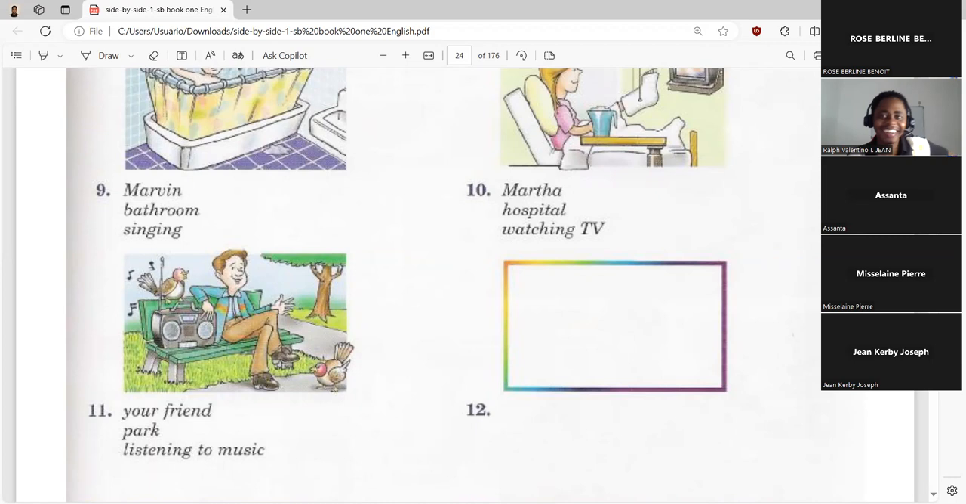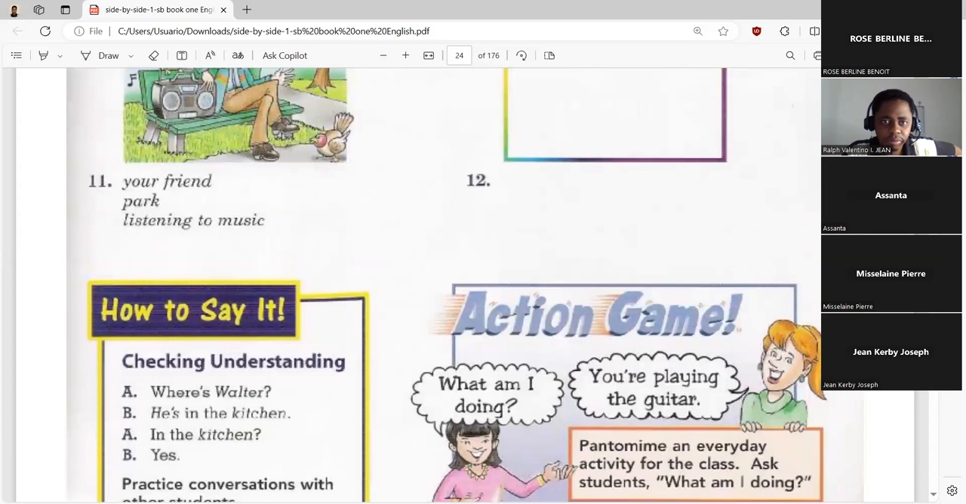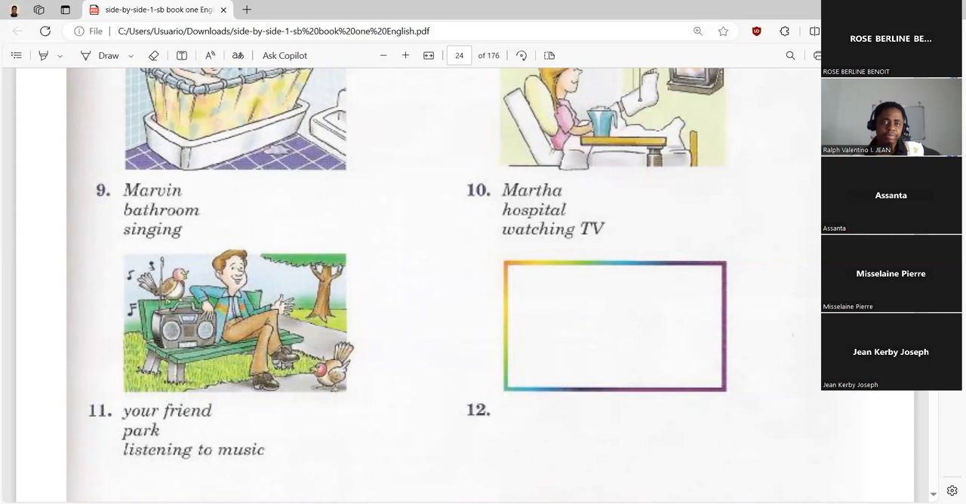Miss Len Pierre. Yes, go ahead. Where am I? Very good. I'm in bed. What am I doing? I'm in bed. I'm learning English. English, very good, very good.